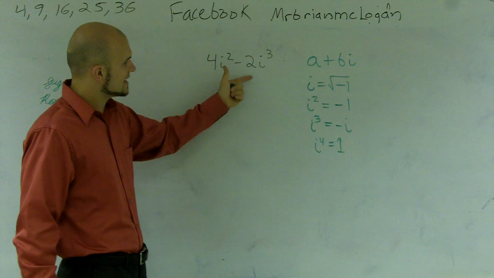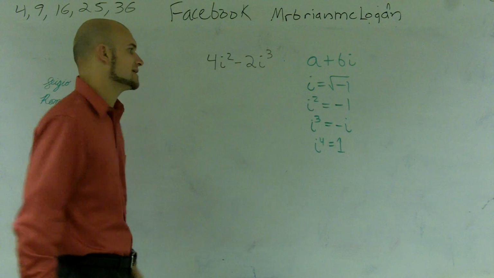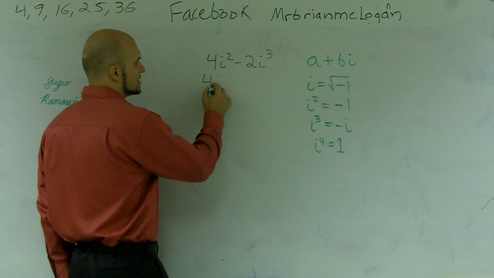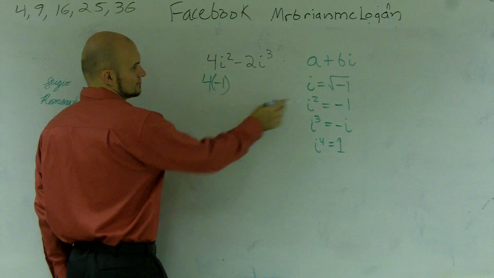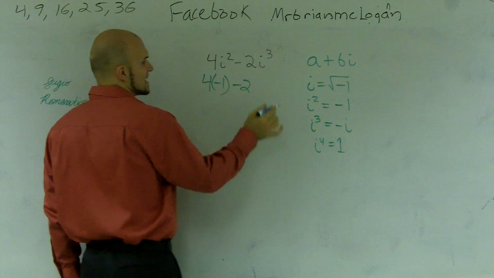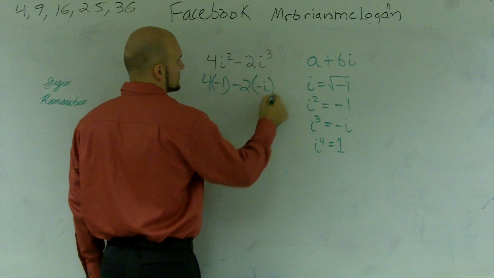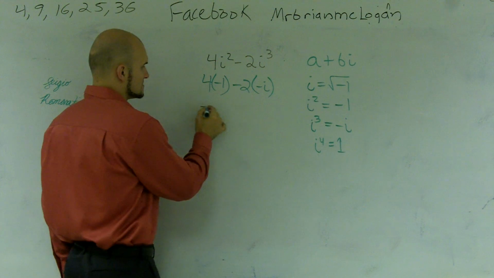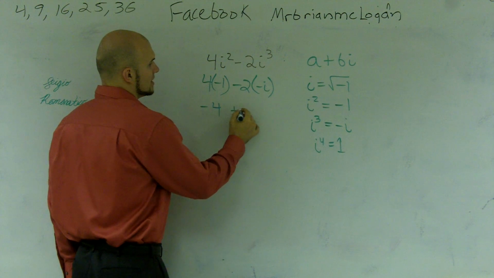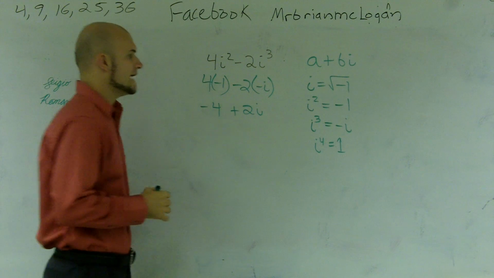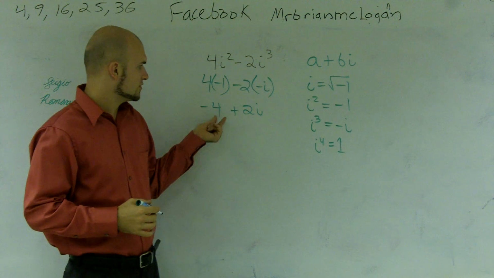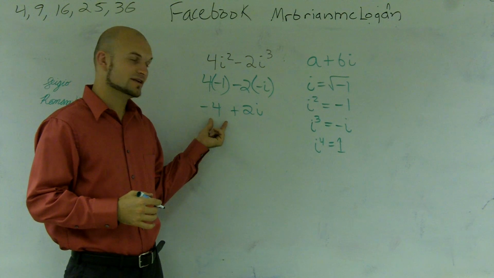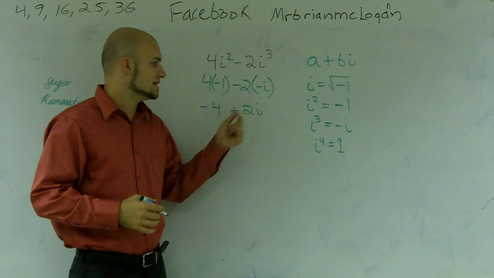Well, what I can do is re-represent my i squared and my i cubed. So my i squared can be represented as -1, minus 2 times i cubed, which is negative i. Therefore, now this becomes -4 plus 2i. Now my problem is in standard form, with my a as -4 and my imaginary b as 2.